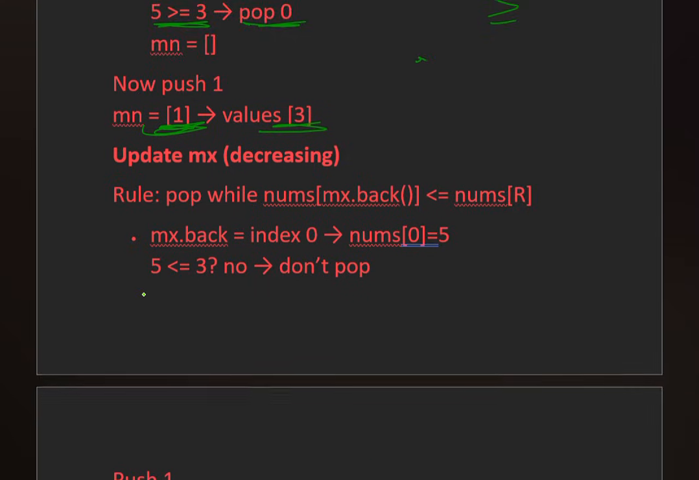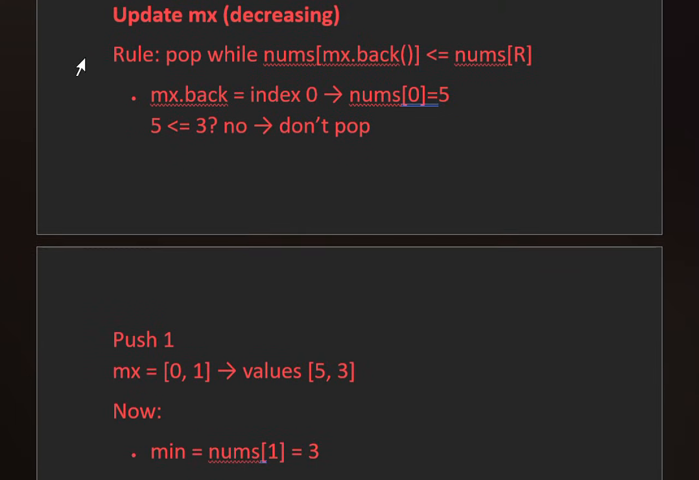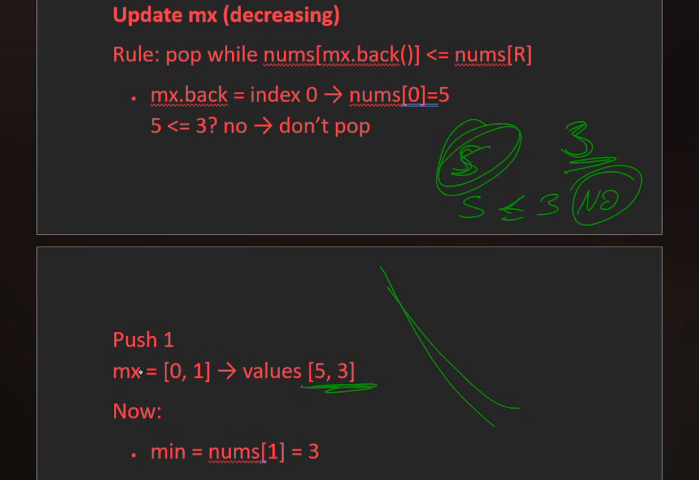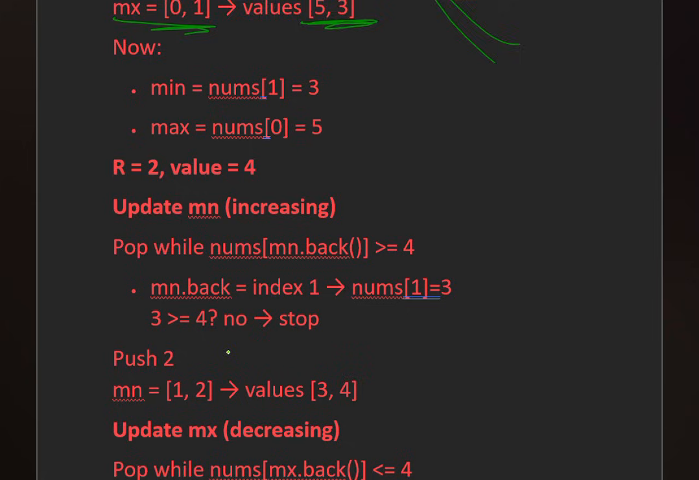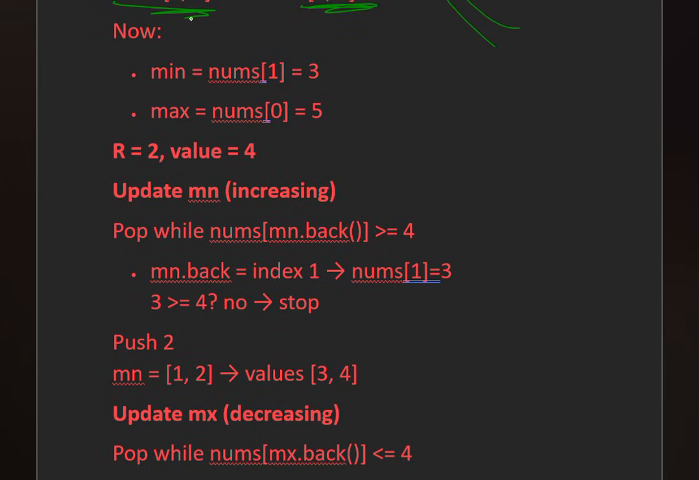Now what we do is we update the maximum also. So in maximum we have 5 and our current element is 3. Is 5 less than or equal to 3? No. So we won't pop this 5. We directly push this 3 with 5, because we want the elements to be in decreasing order. So our max gets updated to 0 and 1. So if you see, our min has nums of 1. Our minimum is 3 and maximum is 5.